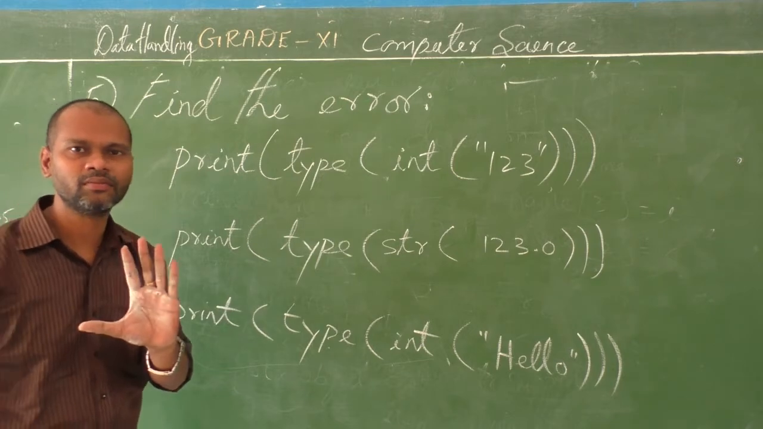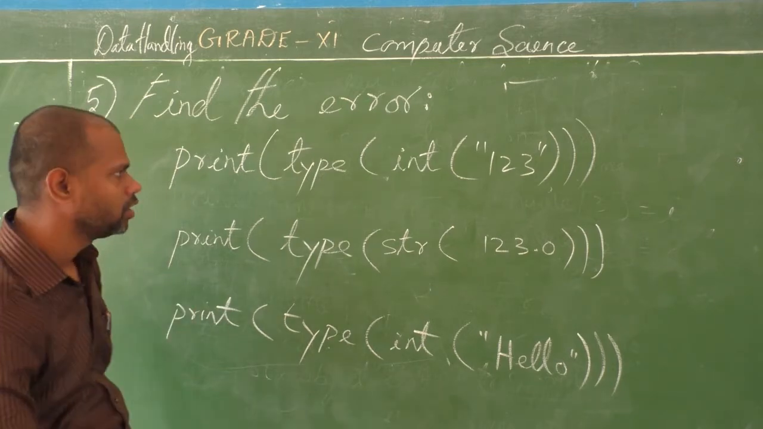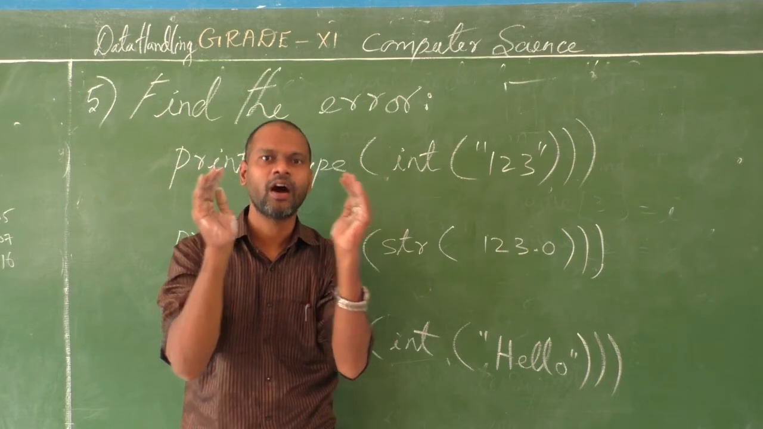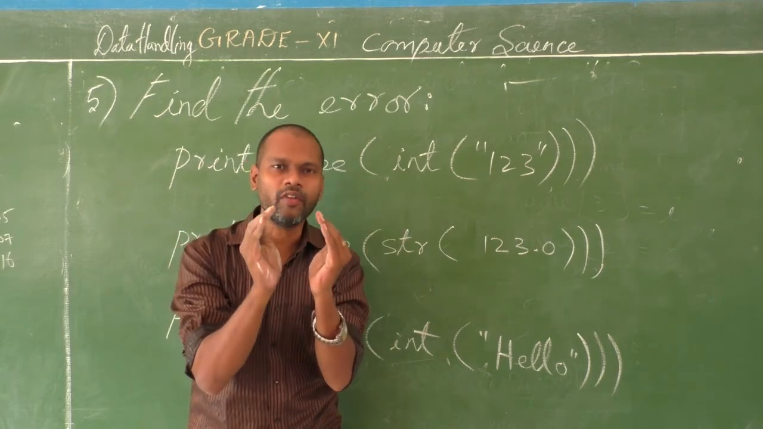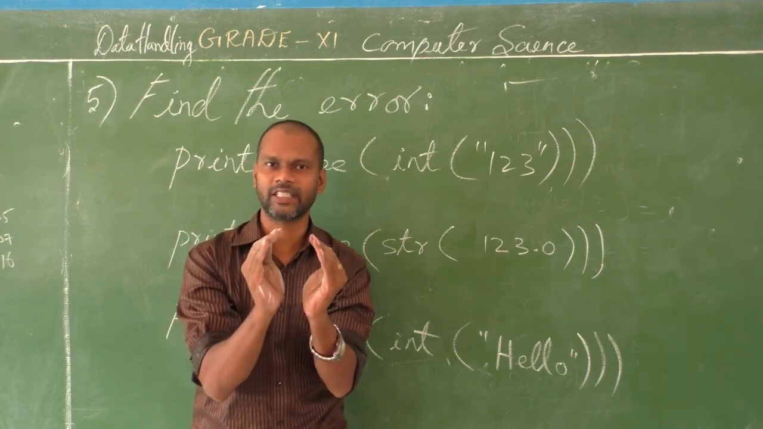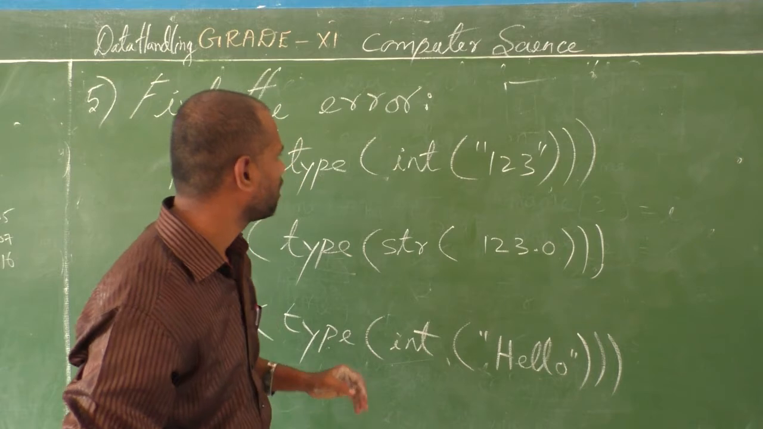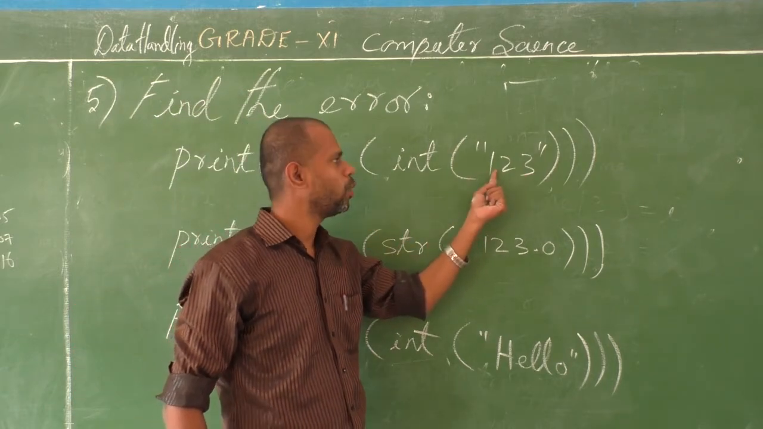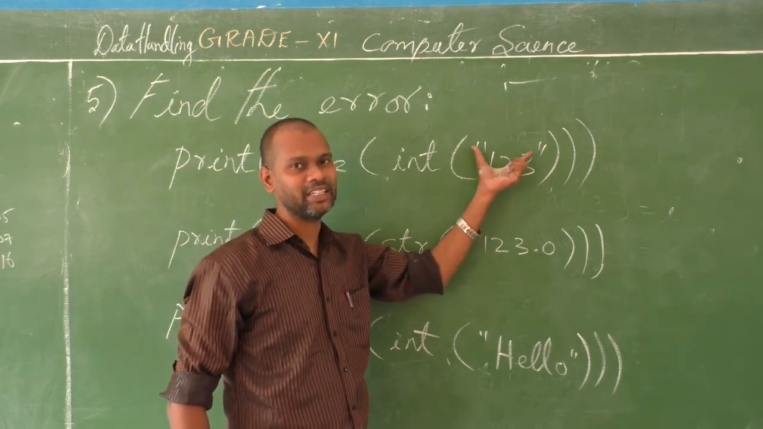Any idea? No idea. You see, suppose I have big brackets, medium brackets, and small brackets, it means always first see the small bracket. So listen, first go to the small bracket. What is this? Very simple. 1, 2, 3. It is a string.